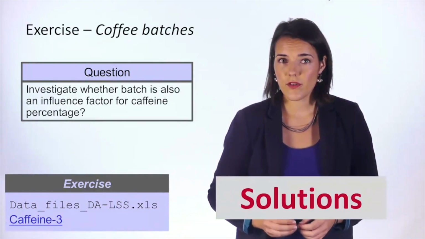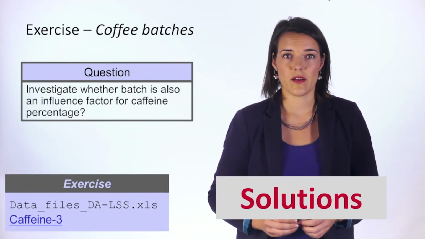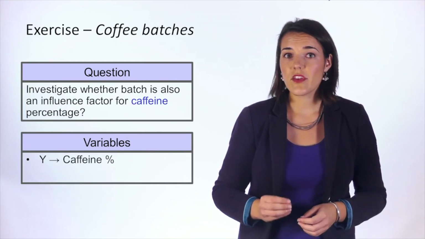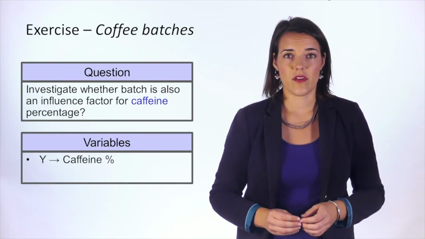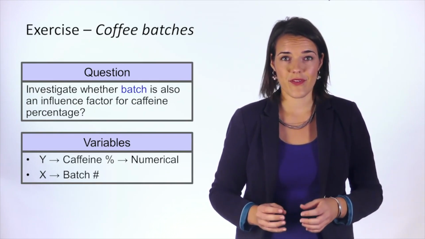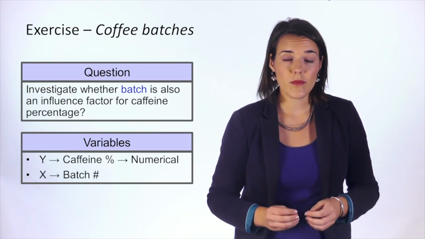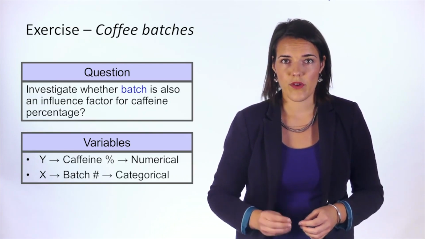Are you ready for the solutions? First, we have to see what our variables are. The Y variable, or the CTQ, is caffeine percentage, and it's numerical. The X variable, or the influence factor, is the batch number. Don't be fooled by the fact that it's a number, it is a categorical variable.